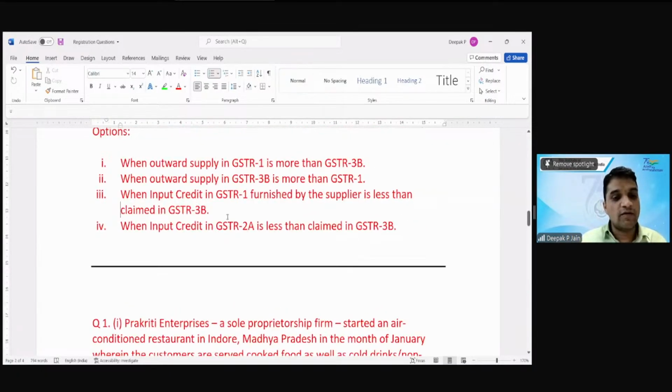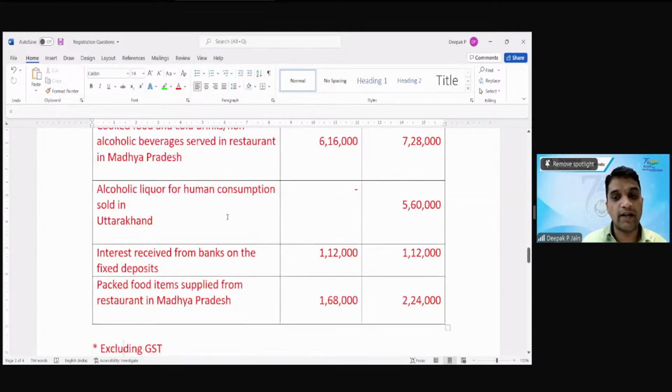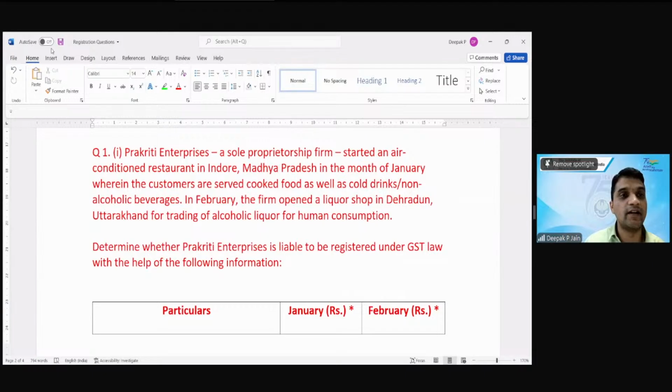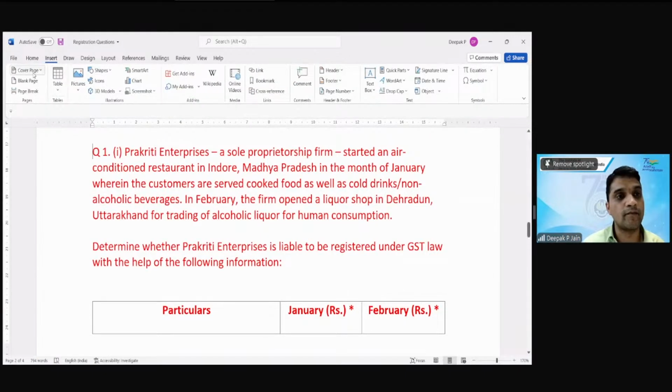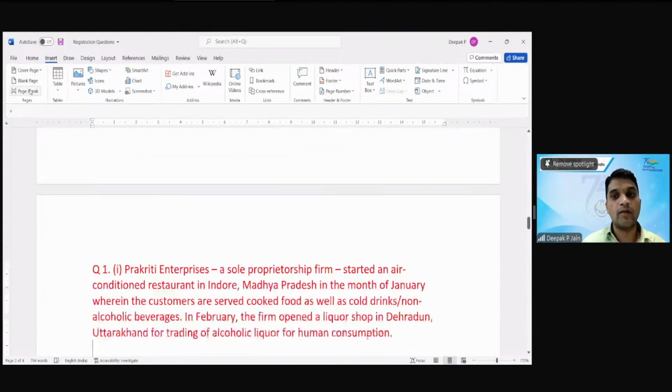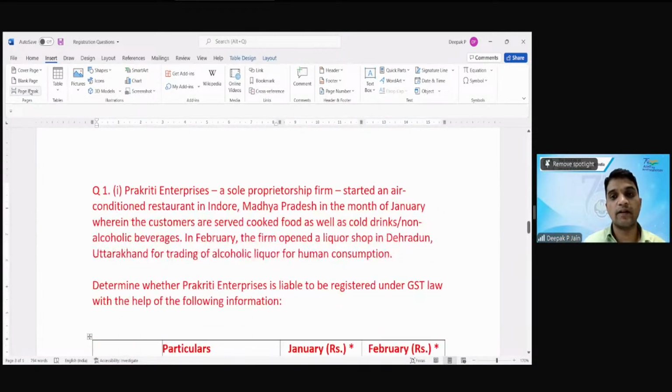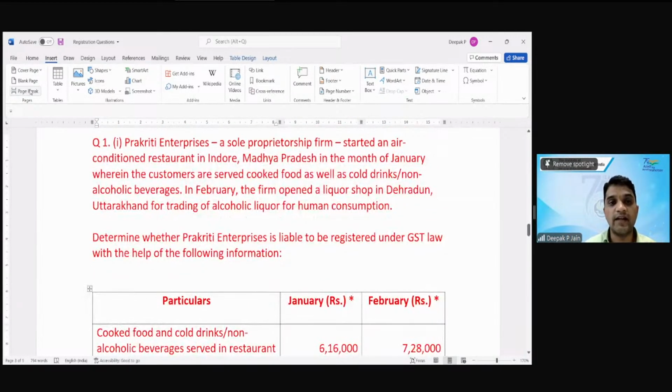We'll skip this question number 4 and we'll take up a practical question so that we can understand this in detail. Prakriti Enterprises is a sole proprietorship firm that started an air-conditioned restaurant in Indore, Madhya Pradesh in the month of January, wherein the customers are served with cooked food as well as cold drinks, which are non-alcoholic beverages. In February, the firm opened a liquor shop in Dehradun.